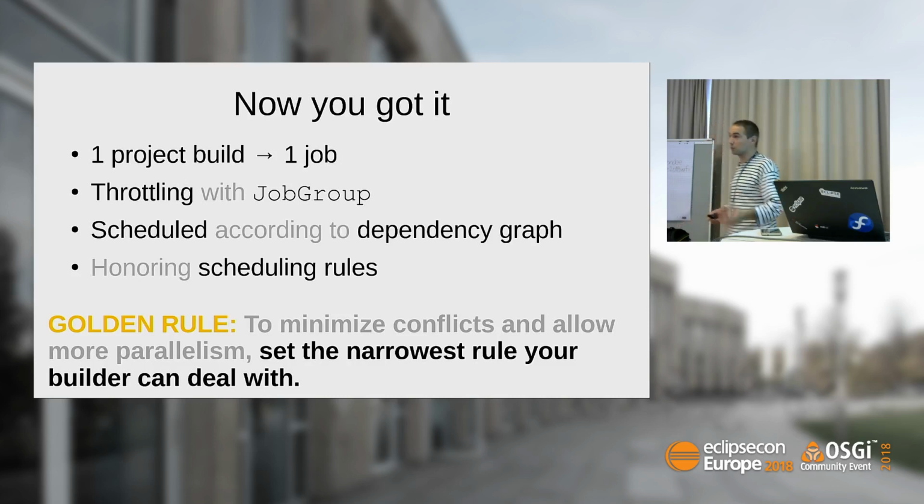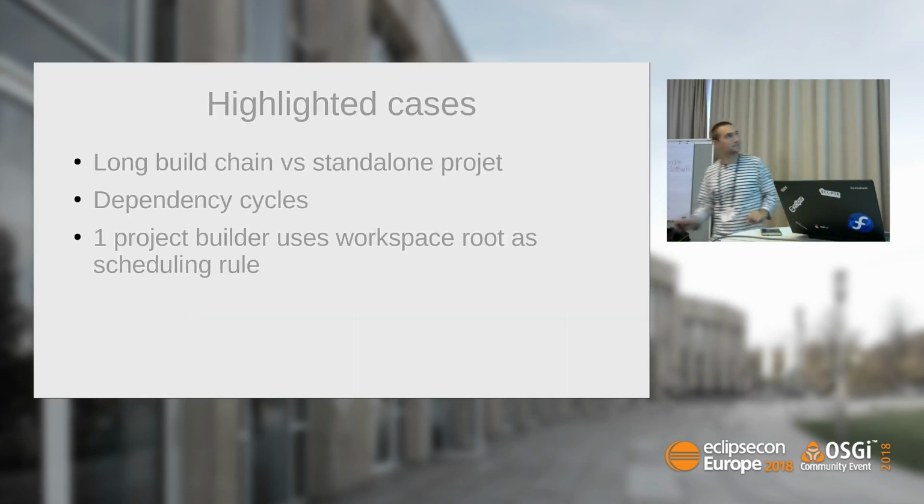And the golden rule to make that work is that to minimize conflicts and allow more parallelism, you should use the minimum scheduling rule your builder can deal with. Is it okay so far? Okay. We'll highlight a few cases where we see the value of going parallel on relaxed scheduling rule pops up.